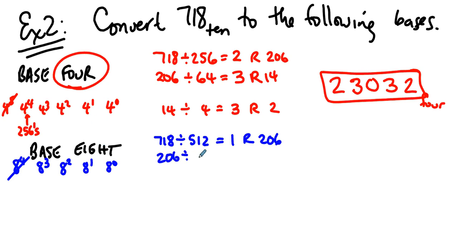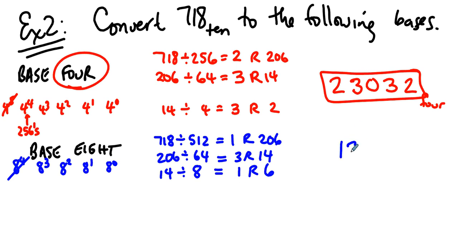So then the next place value is the 64s, and we already did that. And then this 14 has to be distributed between the 8's place and the 1's place. How many 8's are there in 14? There's 1, with 6 left over. So there's 1 group of 512, 3 groups of 64, 1 group of 8, and 6 left over. 1316 in base 8.